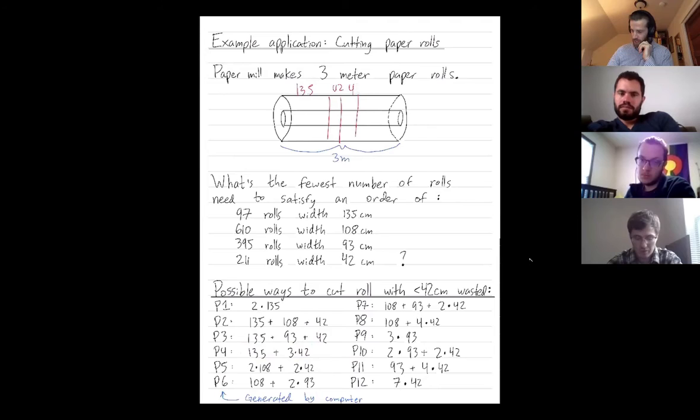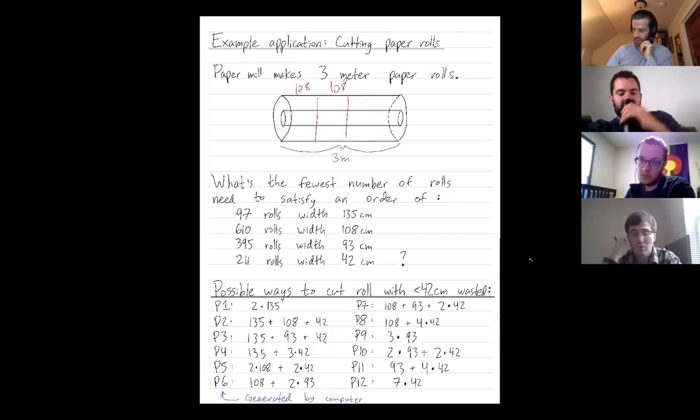We could have 2 cuts of size 108, and then 2 cuts of width 42. That's this one right here.